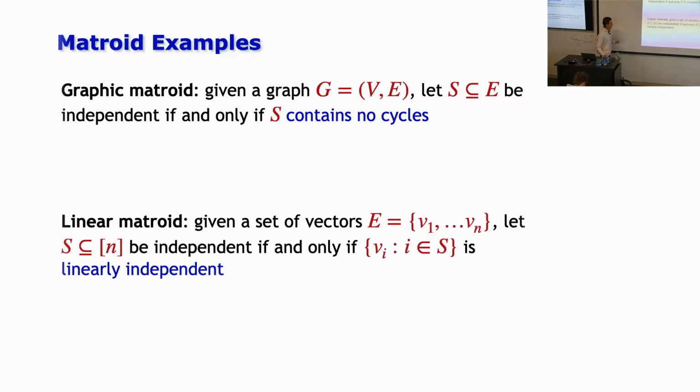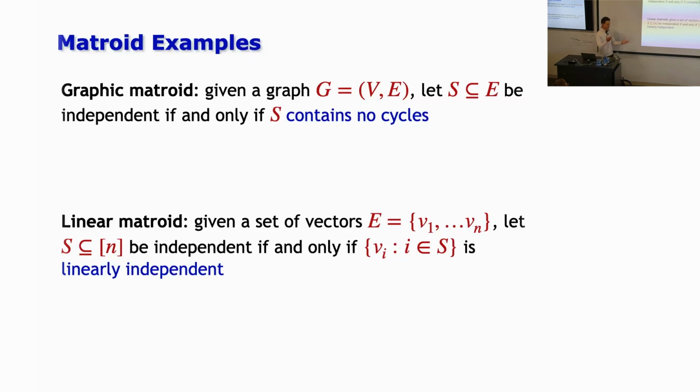Another example of a Matroid is something called a linear Matroid. Here, again, you're given your ground set E, but now your ground set E is going to be a set of n vectors. As before, we need to define what it means for a set to be independent in this Matroid. We'll say that a set S, which is now just a subset of these vectors, is independent if and only if it corresponds to a linearly independent set of vectors.